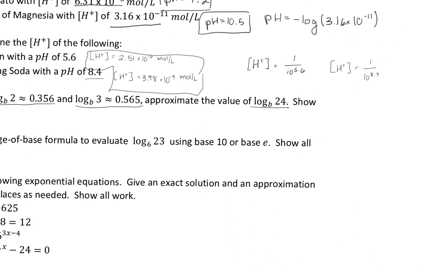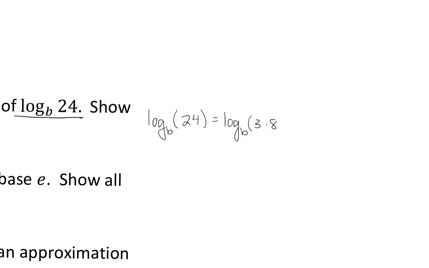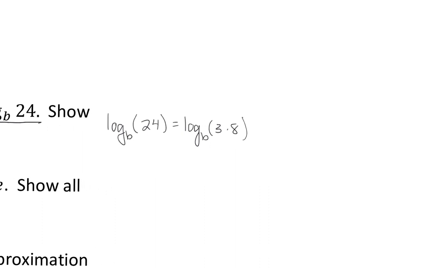So if we think about it, log base b of 24 is equal to the same thing as log base b of 3 times 8. And now using our product to sum identity, we can say this is the same as log base b of 3 plus log base b of 8.